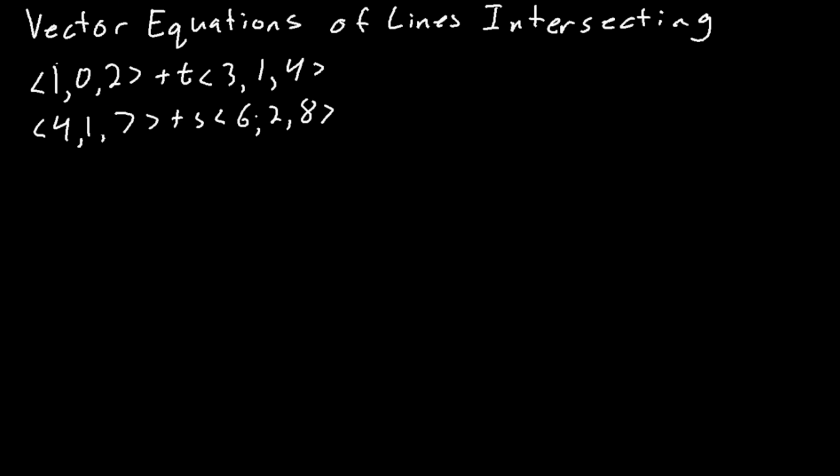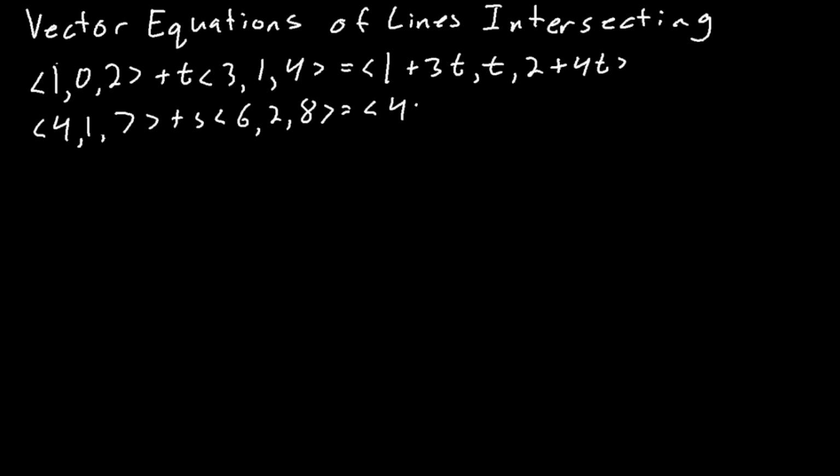Now, let's determine if these two lines intersect. Well, these two lines, let's start off with turning them into the equation forms. So we can do 1 plus 3t, comma, 0 plus 1t, which is just t, and 2 plus 4t.